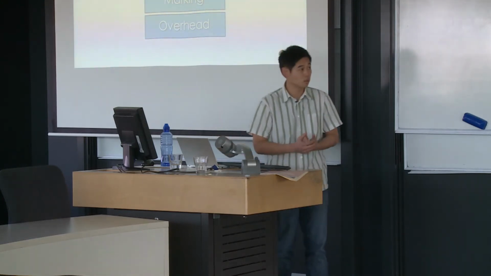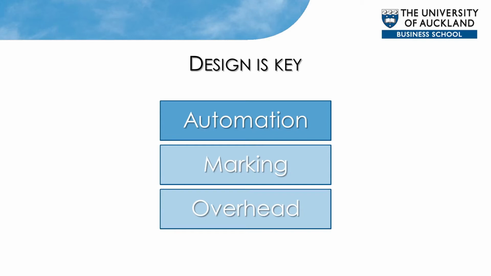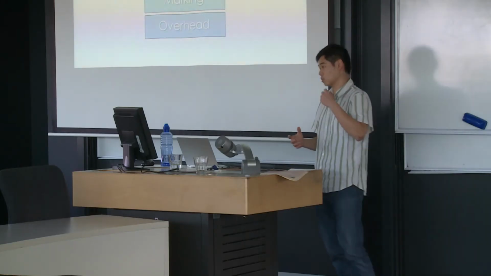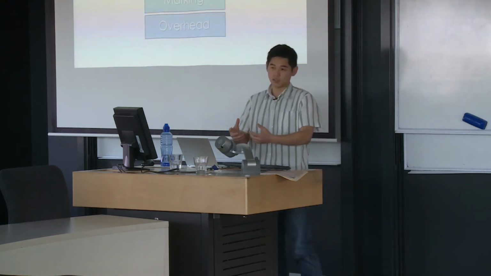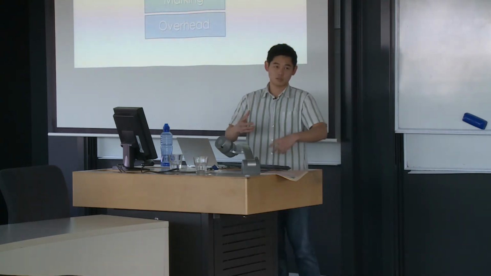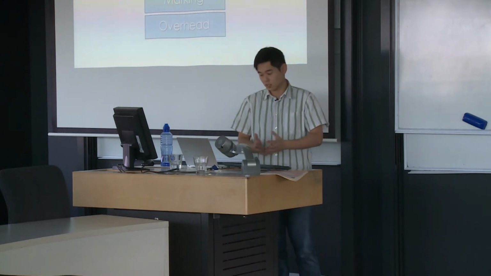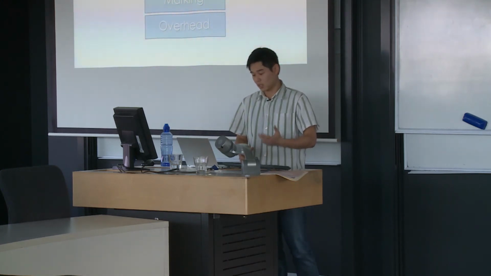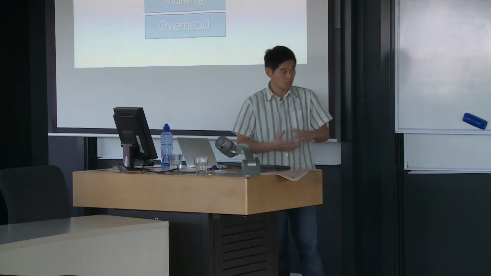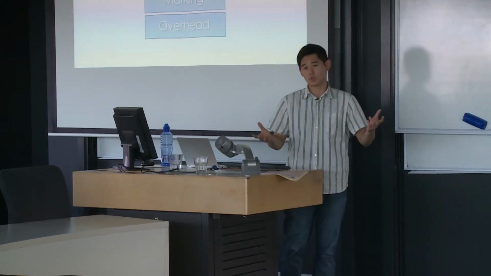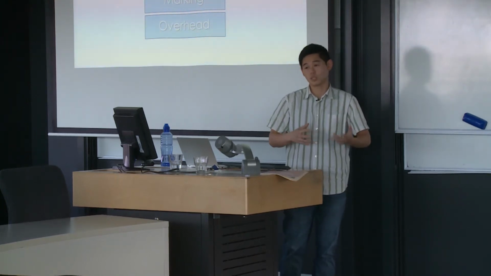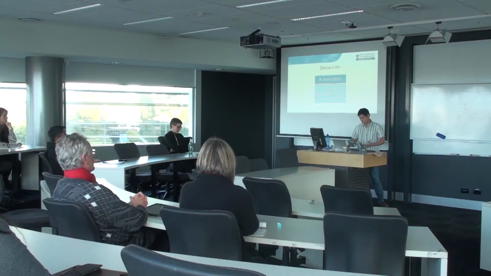I want to talk first about automation, and these are things that you can do to pretty much eliminate marking. But of course it involves some overhead, some investment up front. You put in the time in designing so that you can get the gains later on. Automation is useful for huge classes with minimal teaching support, or where you need quick turnaround times, that sort of thing.